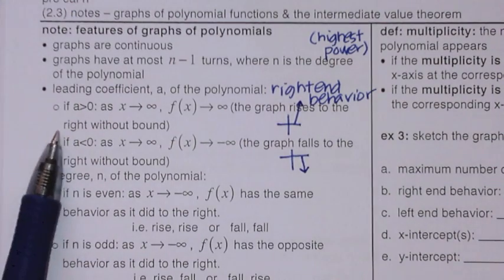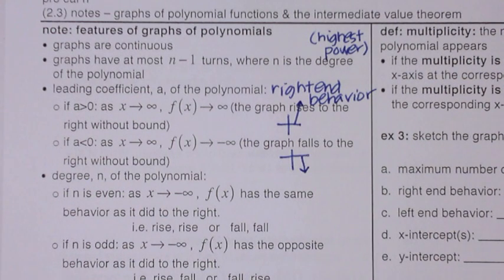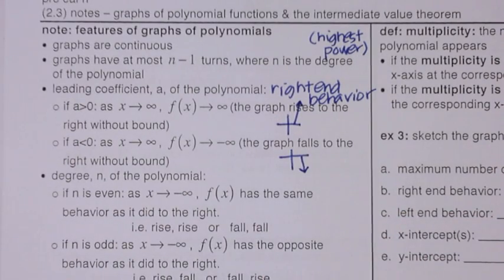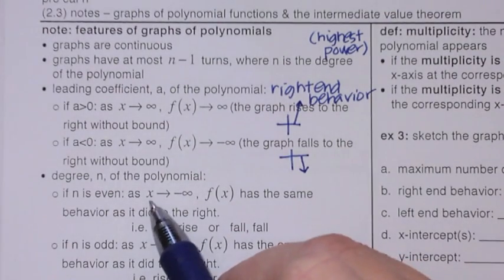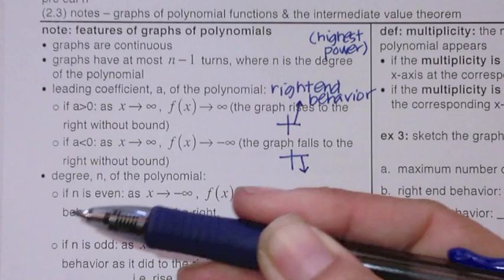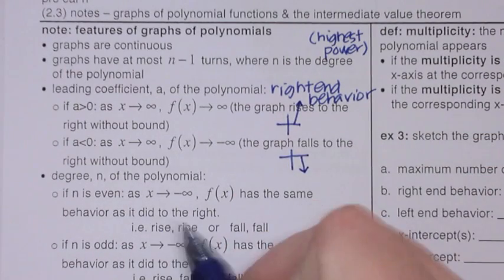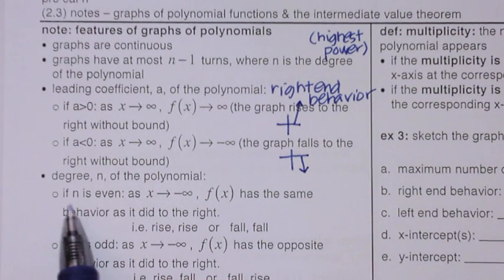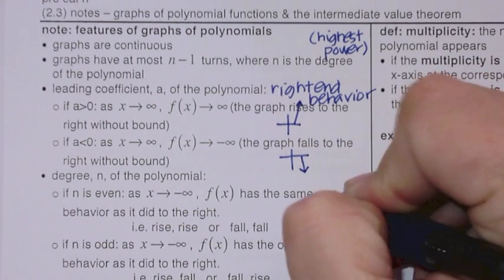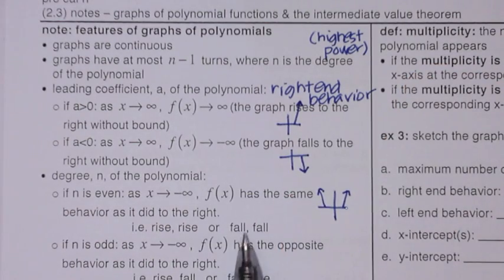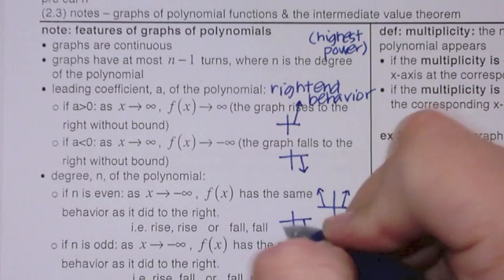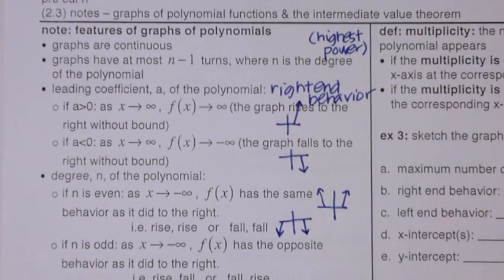After you've looked at the leading coefficient, the next thing you're going to look at is the degree of the polynomial, which is still the highest power like we said before. If n is even, then as we go to the left, another way to say that is as the x's go to negative infinity, the y has the same behavior as it did to the right. So if your power is an even power, if your graph rose to the right, it's also going to rise to the left. And if your graph fell to the right, because it had a negative leading coefficient, it also is going to fall to the left.